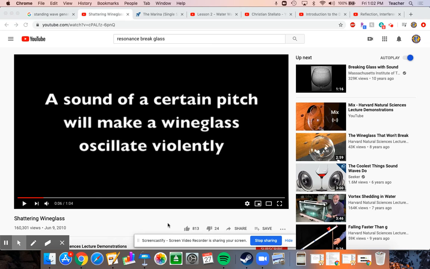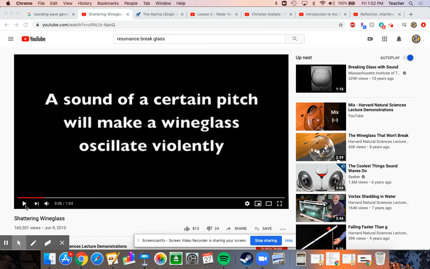Our next wave phenomenon we're going to discuss is resonance. Resonance is the idea that at the right frequency, what's called a resonant frequency, an object that is not touching the source of a wave will start to pulse with the same frequency of the emitted pulse. You've probably seen this with a wine glass.